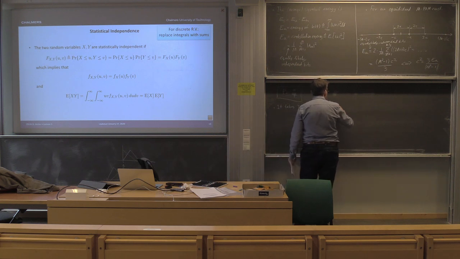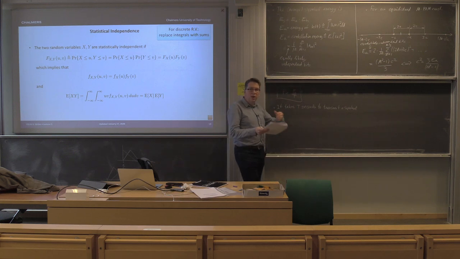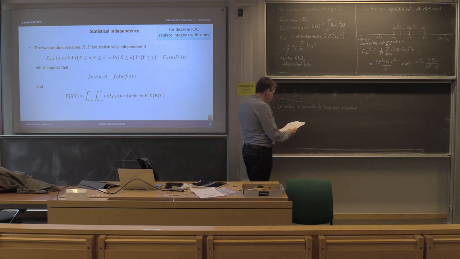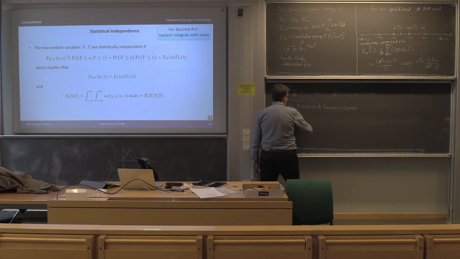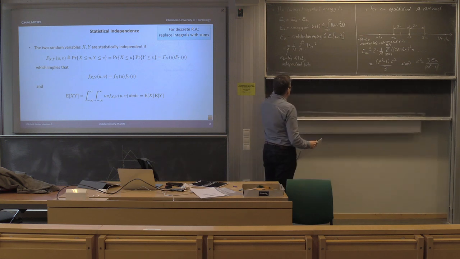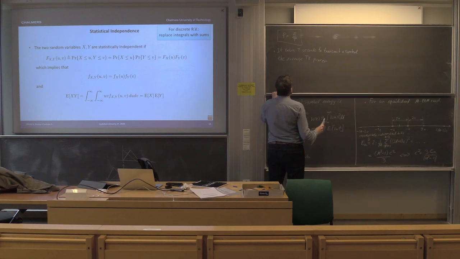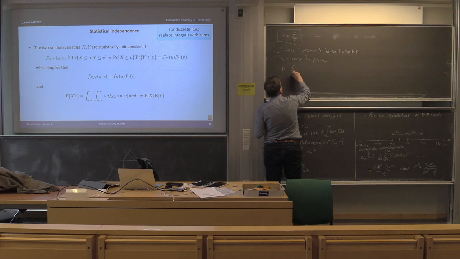It takes T seconds to transmit the symbol. Actually, it might take a little bit longer depending on the extent of the pulse, but nevertheless, over every T seconds we output a new symbol. Okay. So then the average transmit power is P equals E_S divided by T.